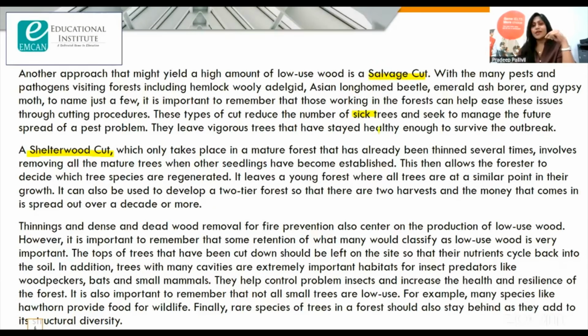We got one keyword here. These types of cut reduce the number of sick trees and seek to manage the future spread of a pest problem. They leave vigorous trees that have stayed healthy enough to survive the outbreak. So here we got one answer, right? So let's go to the question.